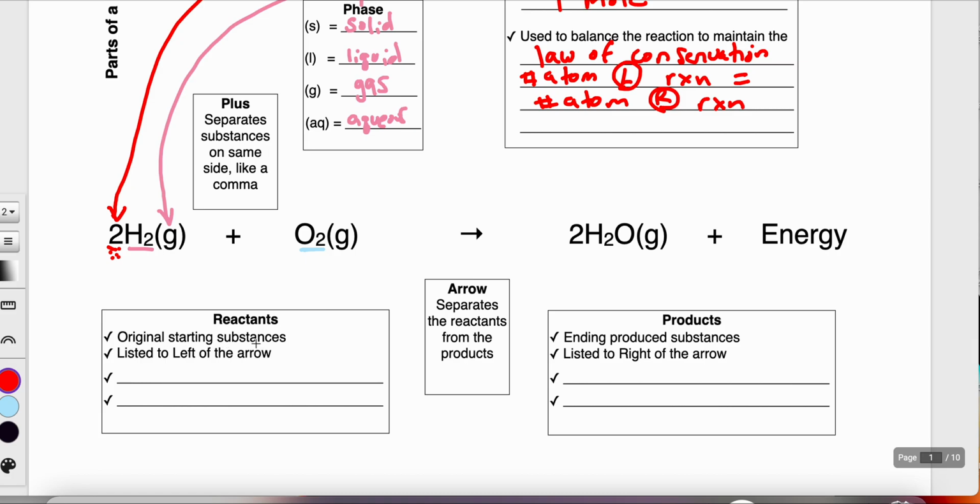This is like the ingredients you might pull out of the cupboards and the refrigerator and put into your mixing bowl. These are the ingredients that we start with, and we put them in our beaker or test tube. They're always listed on the left-hand side of the arrow. These are the ingredients that are consumed or react during the reaction. So these are consumed to make the product.